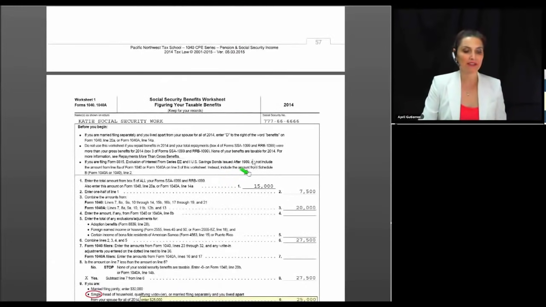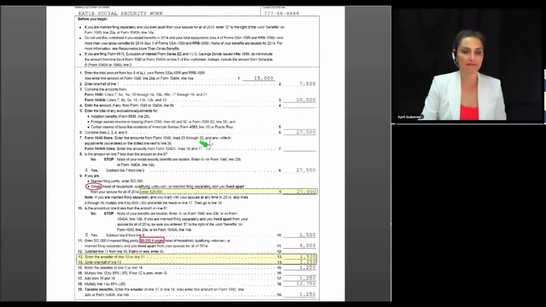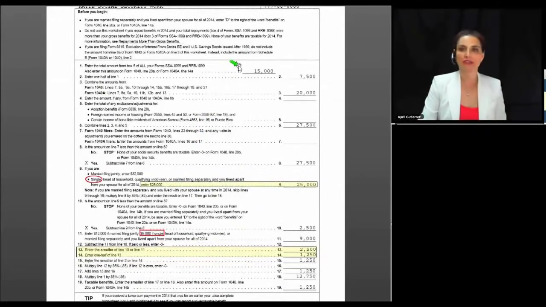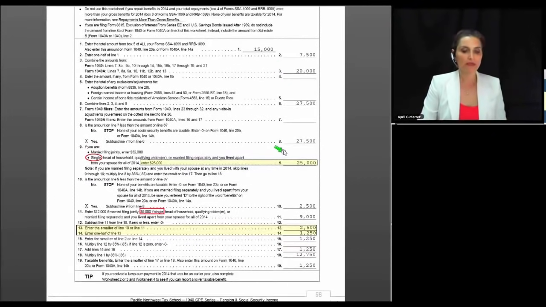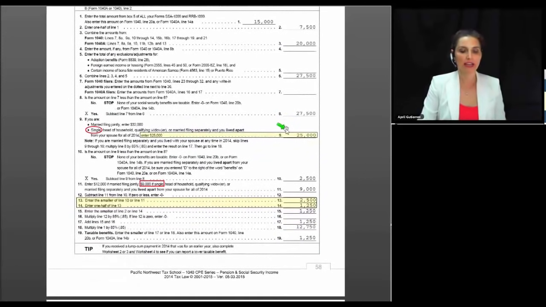So I've completed the Social Security benefit worksheet for Katie. On line 1, we enter the total Social Security benefits we received, and on line 2, we enter 1/2 of line 1. That's $7,500. We add up all of her other income, including tax-exempt interest. She had only one kind of income, pension. We put that on the line. We then total up all of her income, and on line 9, we enter the base amount. She's single, and the instructions for the worksheet say enter $25,000 if you're single, so we do that.